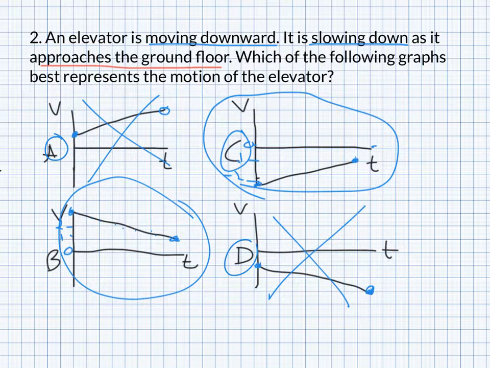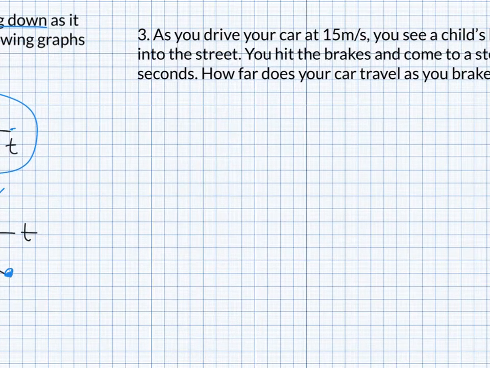Those were speed-up graphs. In graph B, we started with a positive velocity but a negative acceleration. And in graph C, we started with a negative velocity with a positive acceleration. Those are slowdowns. So when your velocity and acceleration have opposite sign, you are slowing down. All right, let's move on.